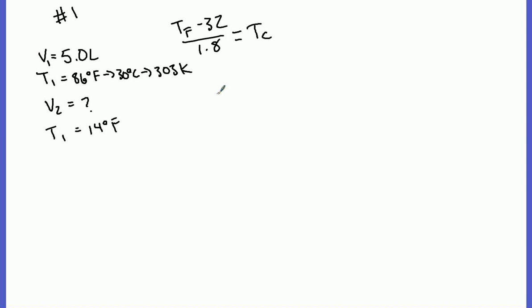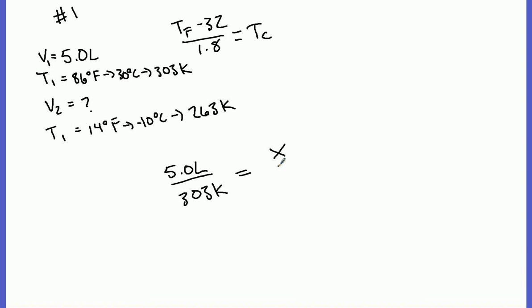So I can change 14 as well. 14 minus 32 divided by 1.8 gives me a negative 10 Celsius, which again, I need it to be Kelvin. I add 273 and it turns into 263 Kelvin. So those are the numbers I need. Now I can plug them into an equation. All I have to do is take that 5 liters, divide it by 303, because those two numbers go together, and that's going to be equal to X or V, whatever you want to make it, over my 263.